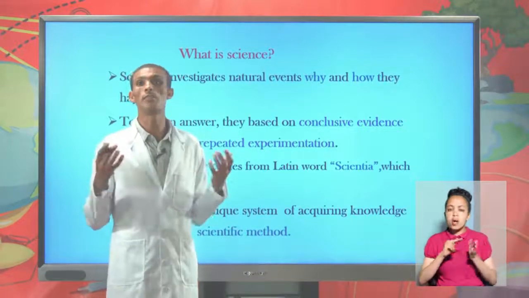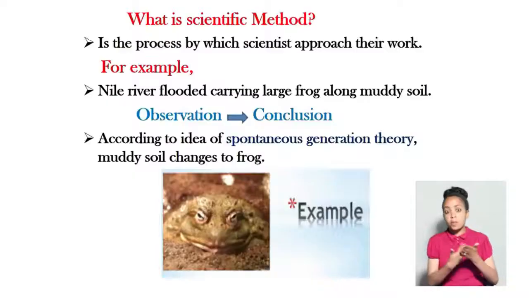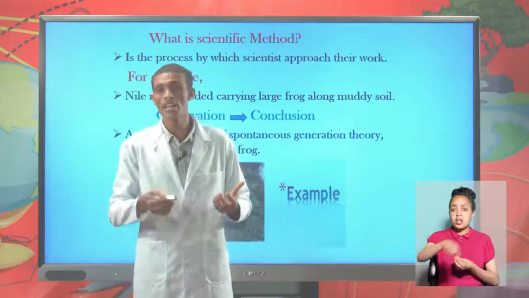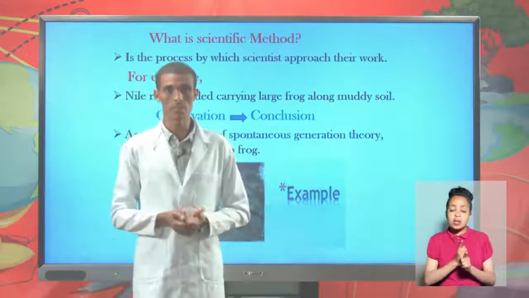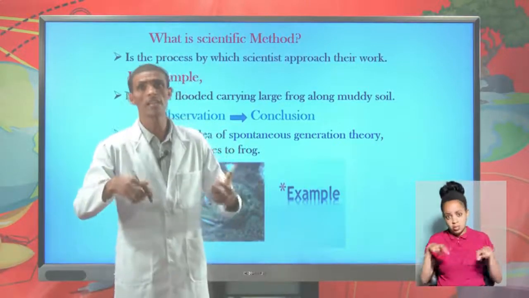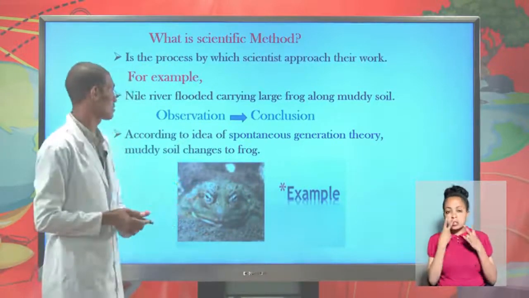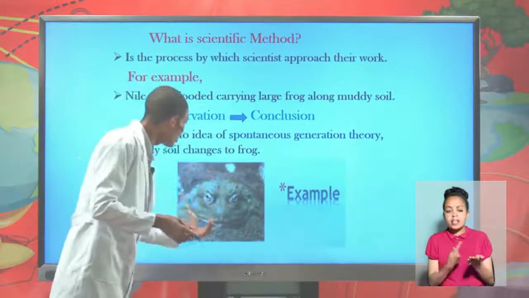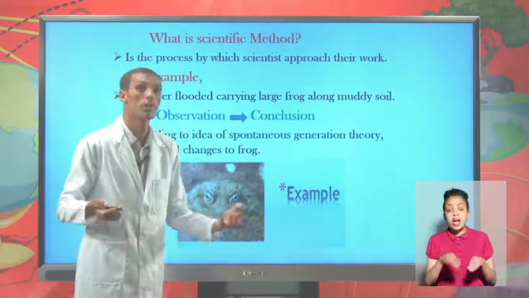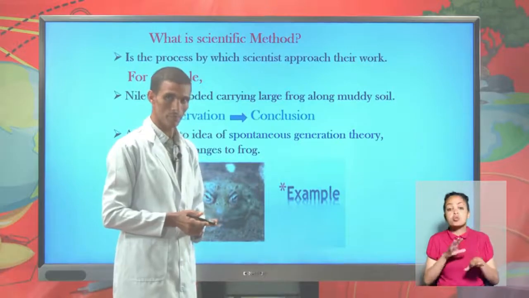Yes, it is a process by which scientists, biologists approach their work. For example, in ancient science, people saw their surroundings and gave a conclusion directly from what they observed without any experimentation. For example, if a certain river flowed with muddy soil, they would see a frog in that muddy soil. Then they concluded that the soil can give rise to a frog. This indicates that life can arise spontaneously, supporting spontaneous generation.